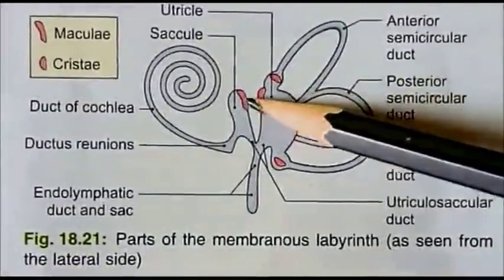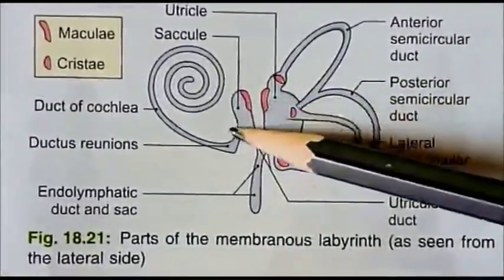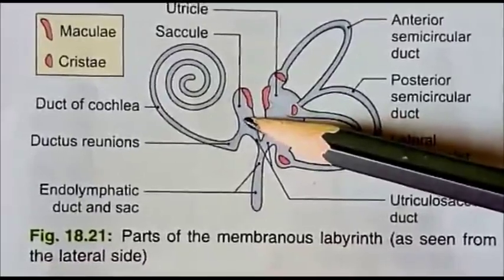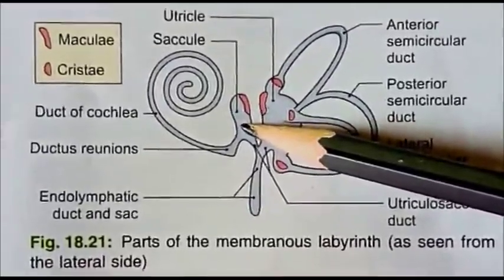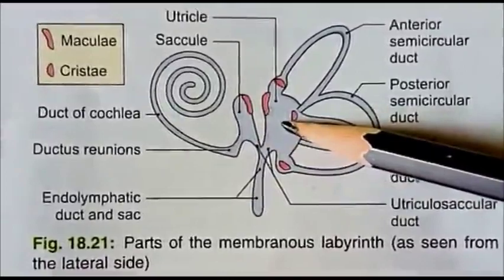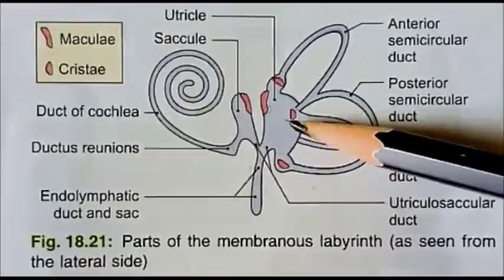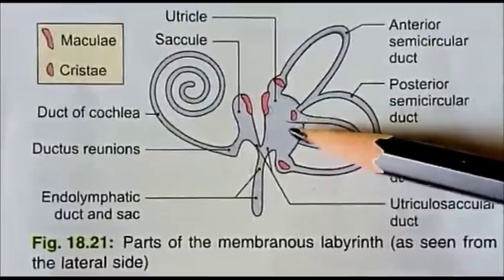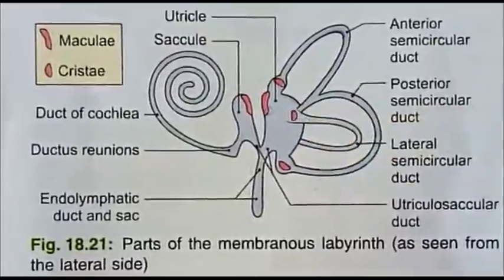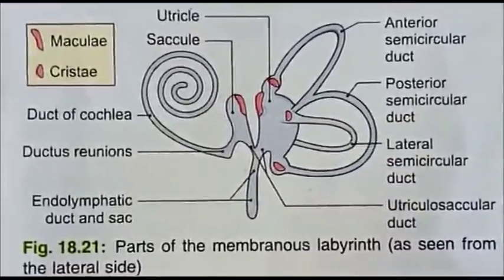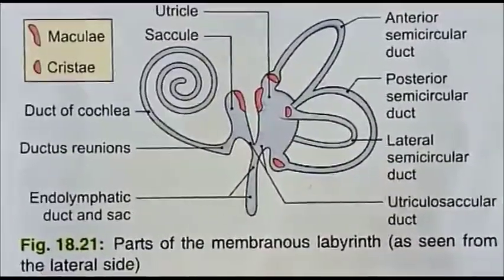Saccule gets stimulated by linear motions, like while going in a lift, that is a linear motion, and utricle gets stimulated by horizontal linear motion. Horizontal linear motion means like going in a car, then this gets stimulated and helps to maintain the balance of the body while in motion.